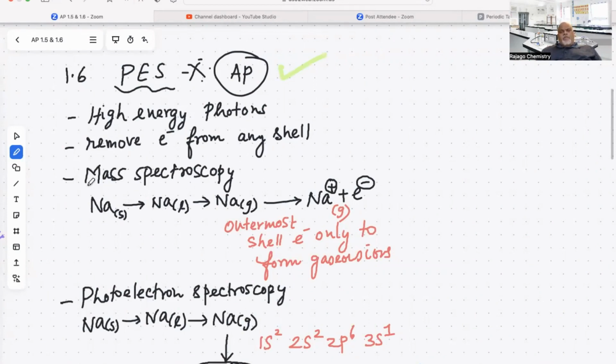Earlier, we talked about mass spectroscopy. In mass spectroscopy, you take any element in a solid form. First you heat it, it becomes a liquid, and then it becomes a gas, because the phase changes happen first. And then it becomes an ion, and it loses the first electron. The first ionization happens, and we stop there. Only the first electron is removed, to understand how many isotopes there are and to calculate isotopic abundance.